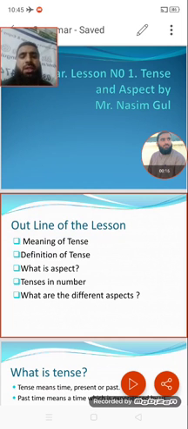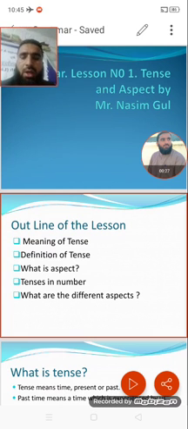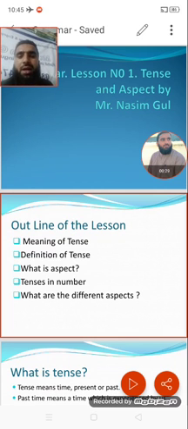Lesson number 1 is on tense and aspect. Before starting today's lesson, let's have a look at the outline of the lesson. In today's lesson, I'll define what tense is, what the meaning of tense is, and what aspect is. What are the different tenses in English, and what are the various types of those tenses?